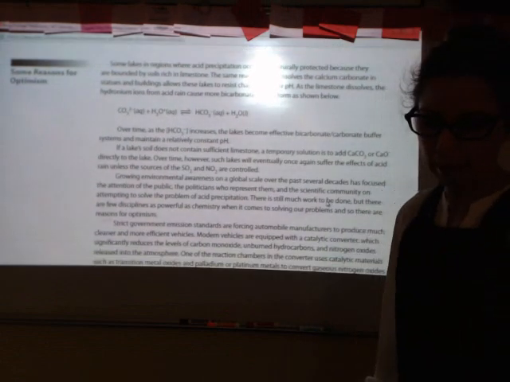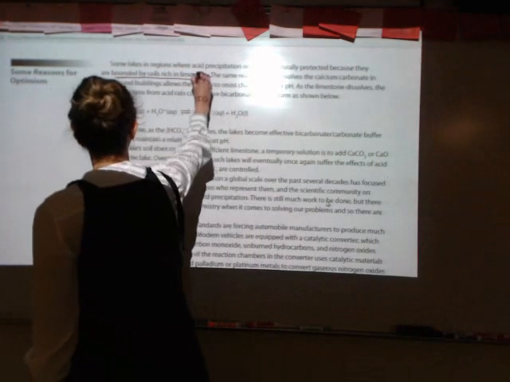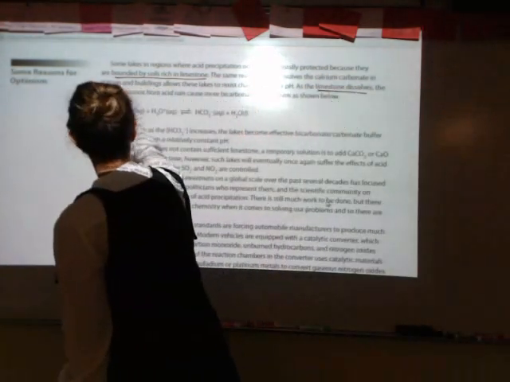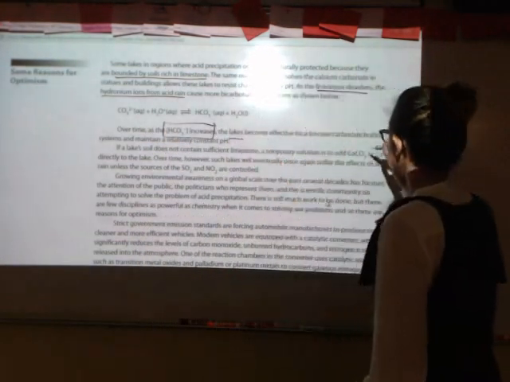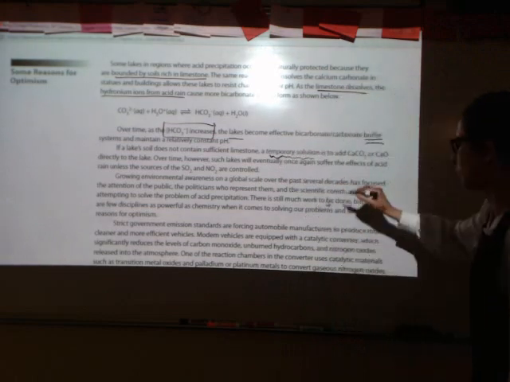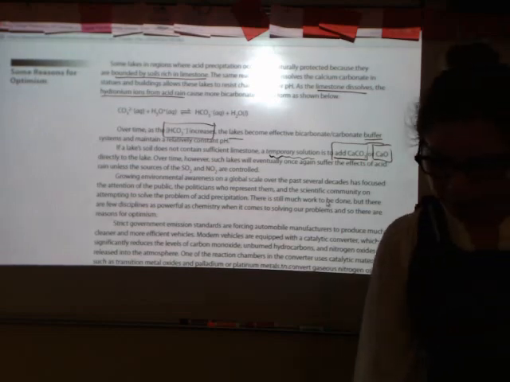There are some reasons for optimism, though. Some of the lakes are naturally protected because they're bounded by soils that are rich in limestone. Limestone actually dissolves the hydronium ions from acid rain, and you end up getting more bicarbonate ions. And as the bicarbonate ion concentration increases, the lakes actually become a buffer. And so it maintains a relatively constant pH. A temporary solution would be to add calcium carbonate or calcium oxide directly to a lake.